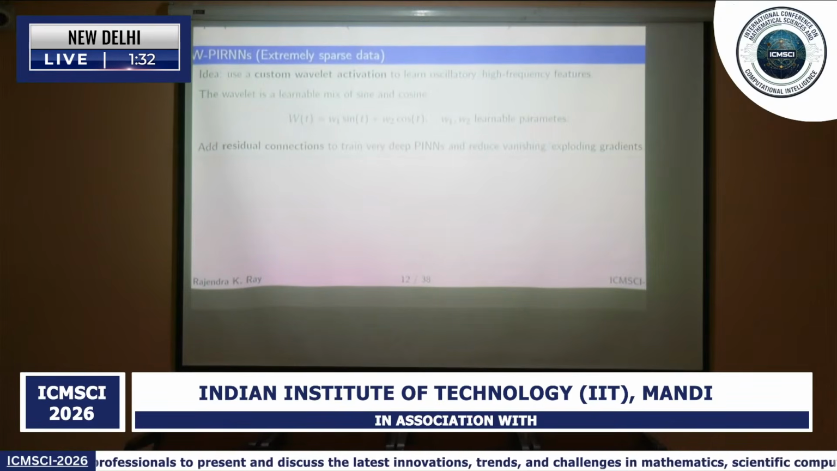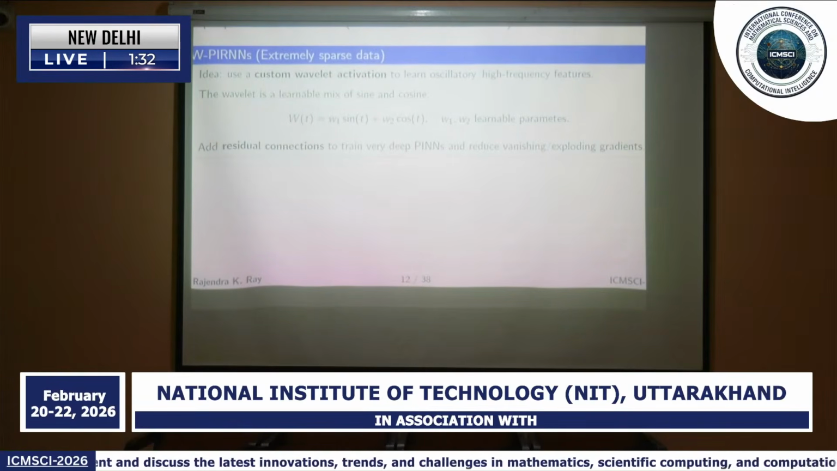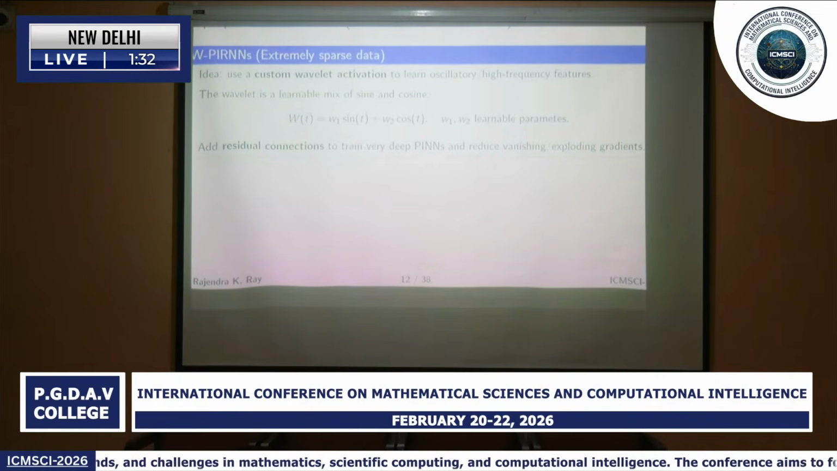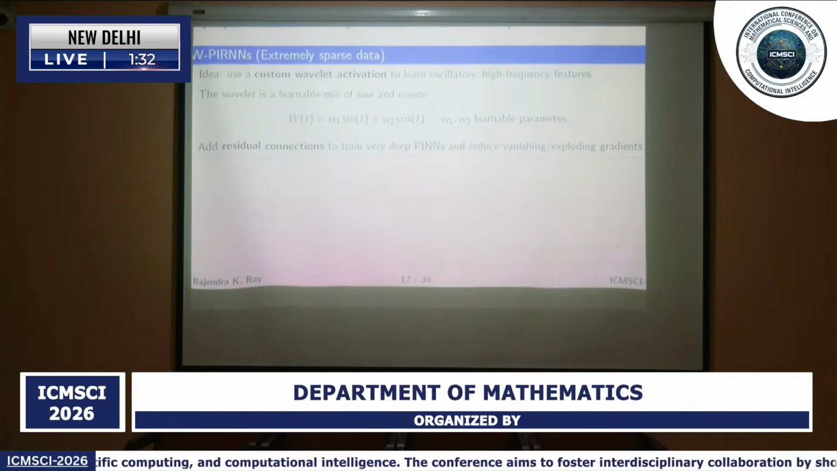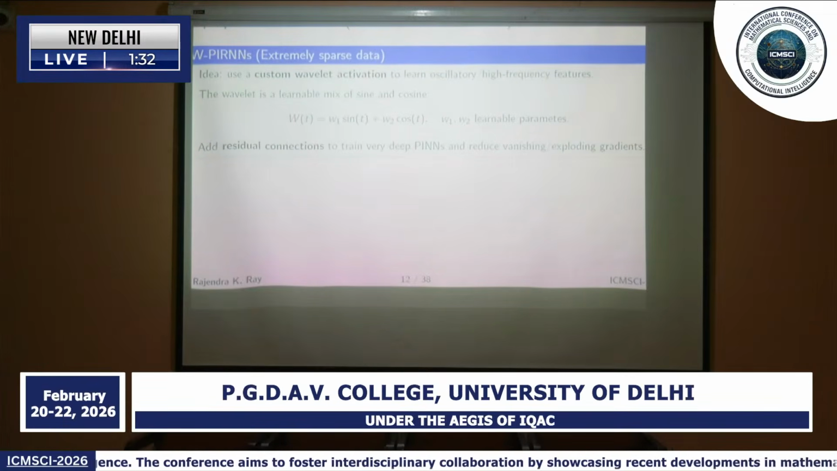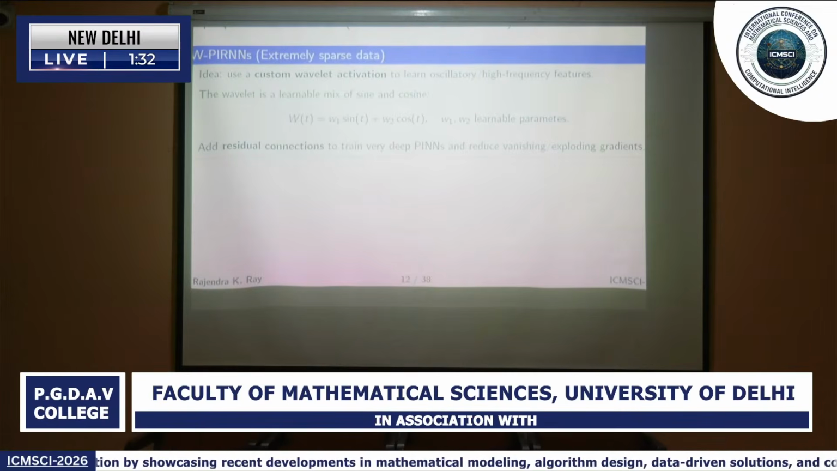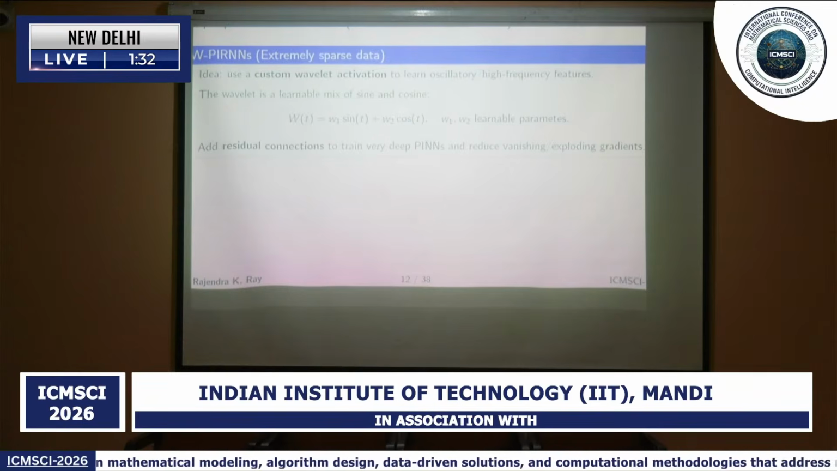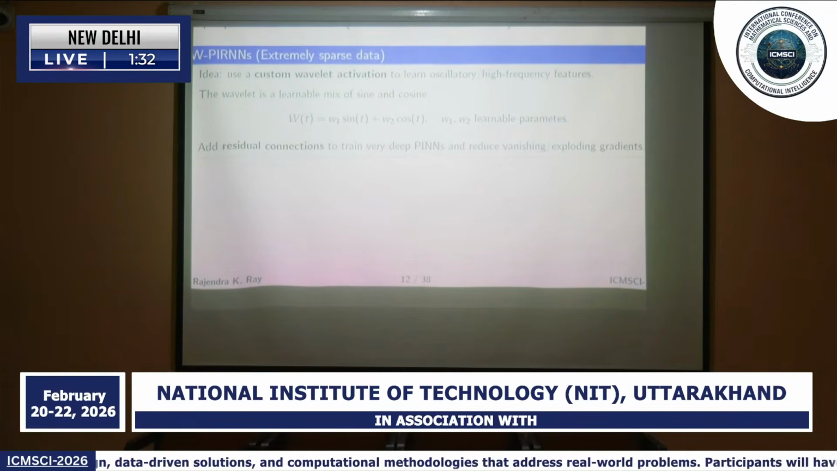So the first architecture we have proposed is what we have named the wavelet physics-informed residual neural network, or WPIRNN. What is the meaning of that? Here we have taken a customized activation function, a customized wavelet function. It is not exactly a wavelet function, but we have taken W1 sin t, W2 cos t, something of a periodic form, so that the time dependency or periodic nature of the flow can be captured. That is the first incorporation from our side, the activation function.